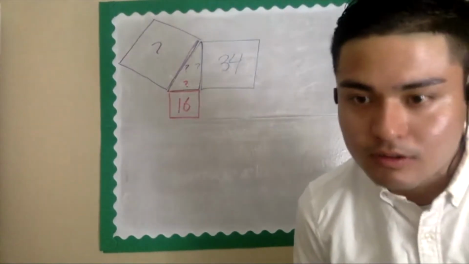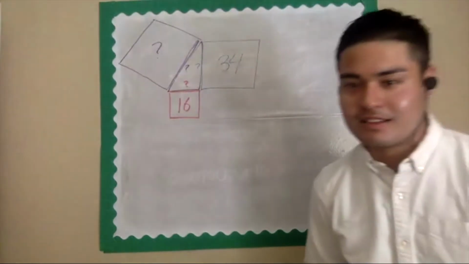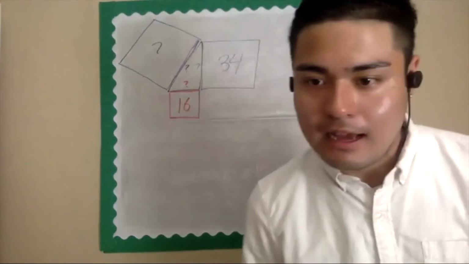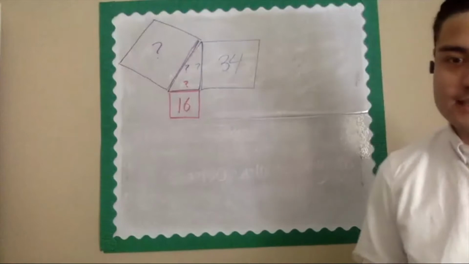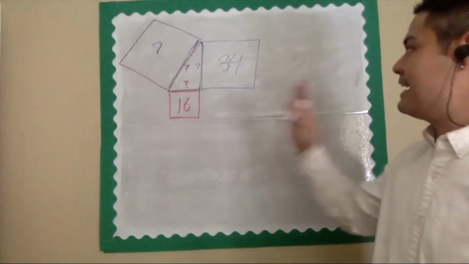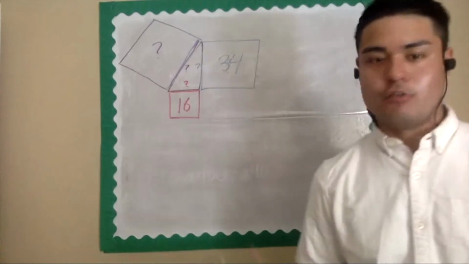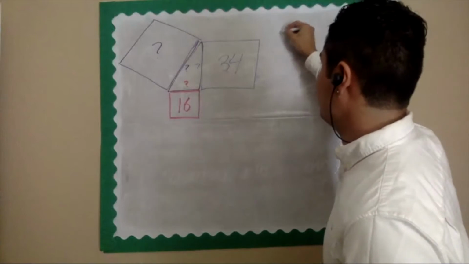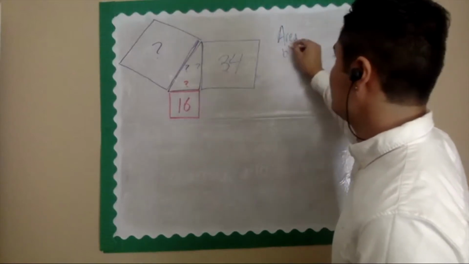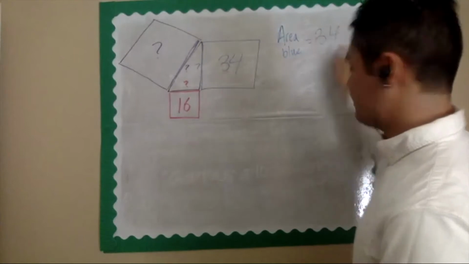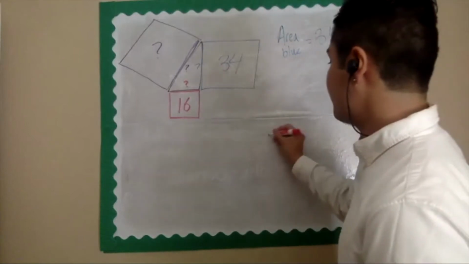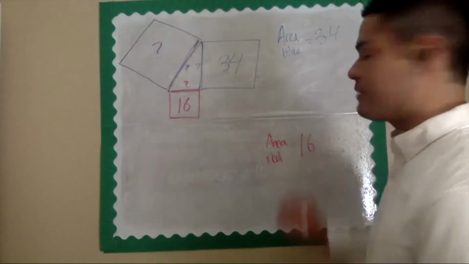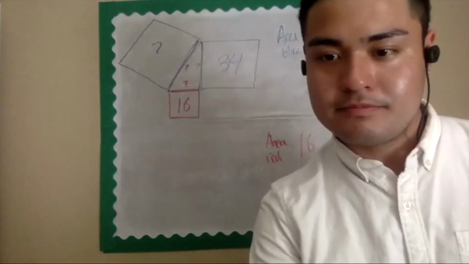Okay, let's do Alan's comment first, then IPD's comment. Alan says 34 and 16 are the areas of the smaller squares. So I like how he's describing what the numbers are. It's not just, oh, these are the numbers we have. He's saying that this 34 is the area of the blue equals 34, and area of the red equals 16.